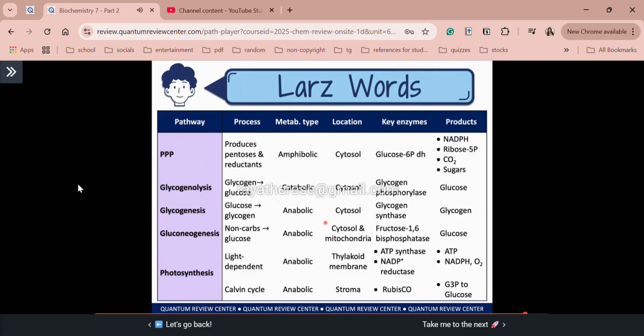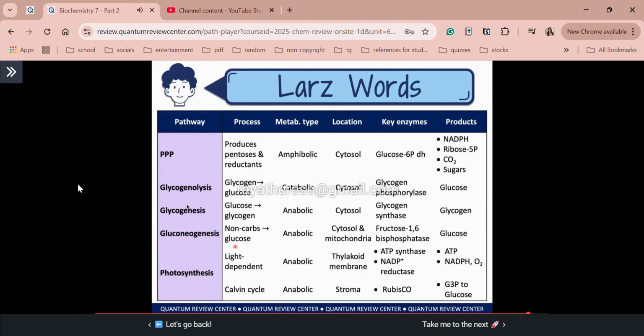Both of them, of course, occur in the cytosol and their key enzymes, phosphorylase and synthase for glycogenolysis and glycogenesis, respectively. Diba obvious na ang products class? We discussed those in our processes. And fourth, we have GNG. Recall, rare po ang GNG to occur because energetically expensive siya, coming from your non-carbohydrate precursor to produce glucose.